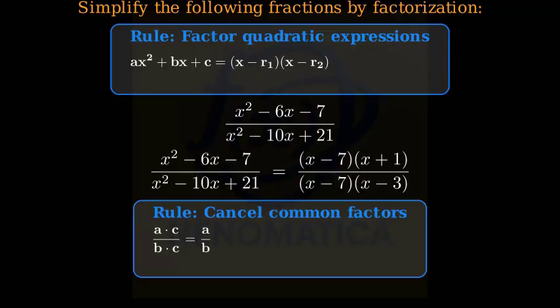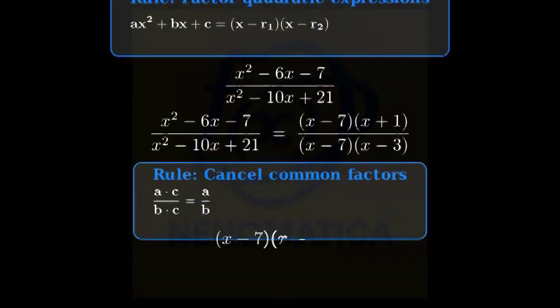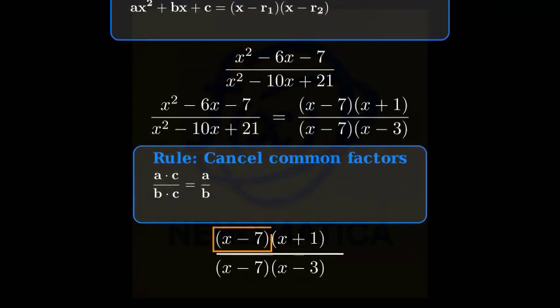Step 2. Cancel the common factor x minus 7. We highlight x minus 7 in both numerator and denominator, then cancel them. The simplified result is x plus 1 over x minus 3. Note the domain restriction from the original: x cannot equal 7 or 3.